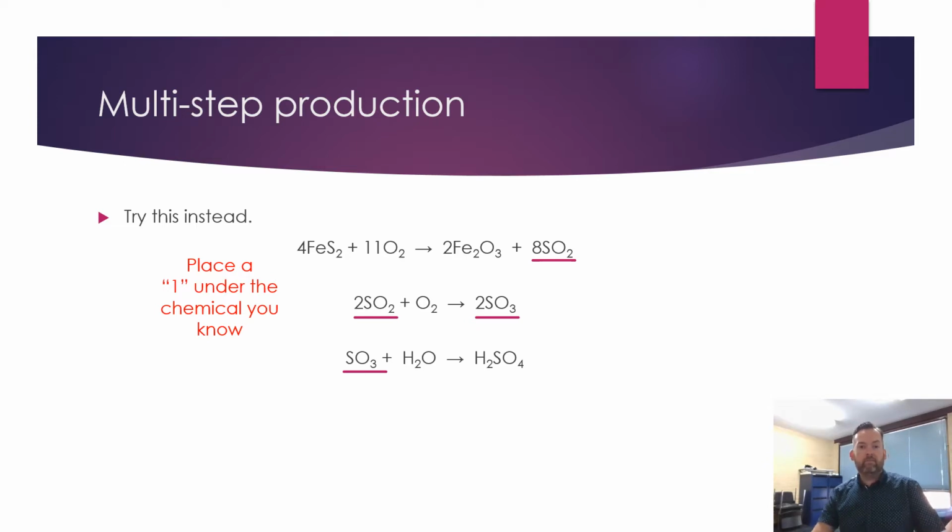How much you have means nothing at this stage. If they said you had 455 kilos or 6 tons, irrelevant at the moment. Don't worry about the amounts. We'll do the amounts later. Just take a 1 and put it under the thing that you know. That's it. Just do that.